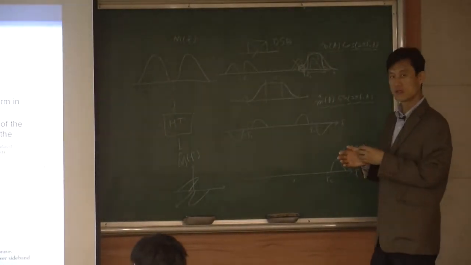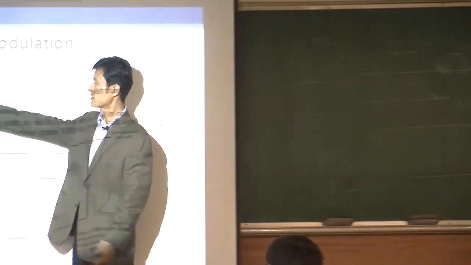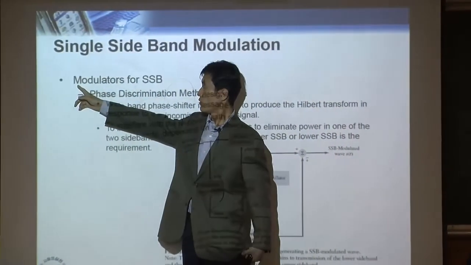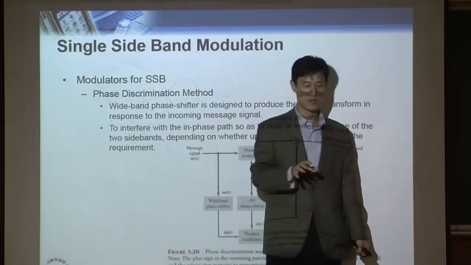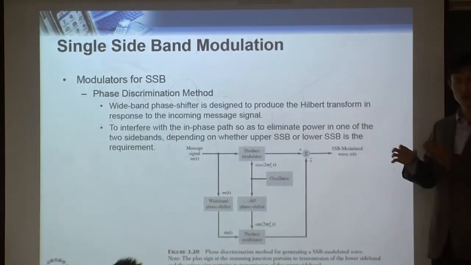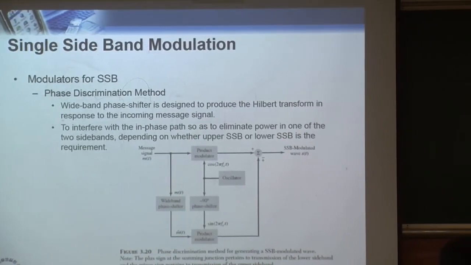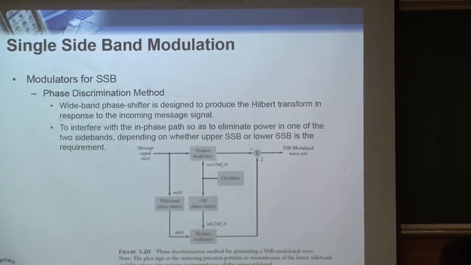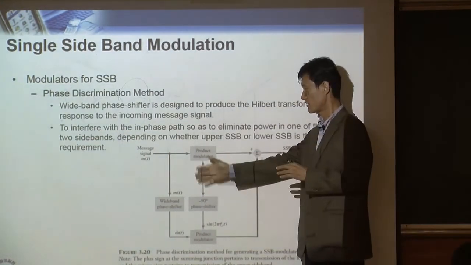So far we discussed how we create a single sideband signal. Whenever you see modulators, that means transmitter. At the transmitter, you are doing modulation. At the receiver, you are doing demodulation. So every time you see the modulator, that means transmitter. So we are still talking about transmitter. At the transmitter, you are doing all this.